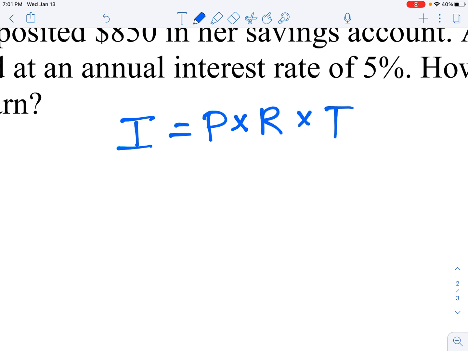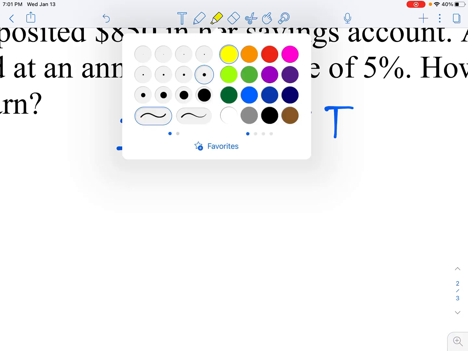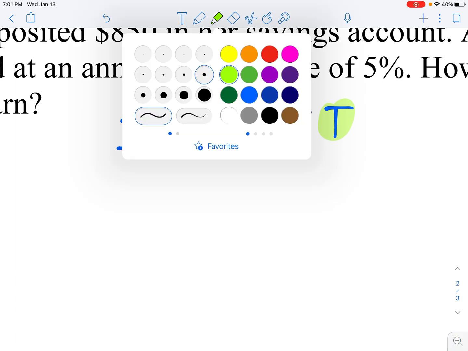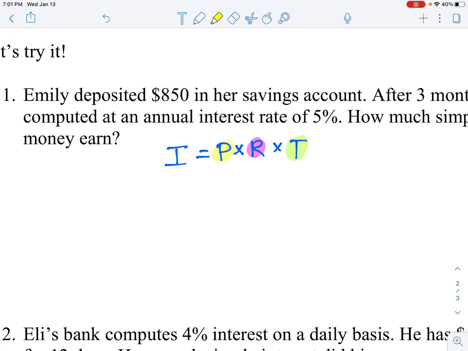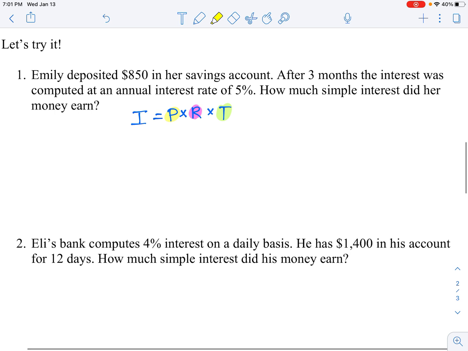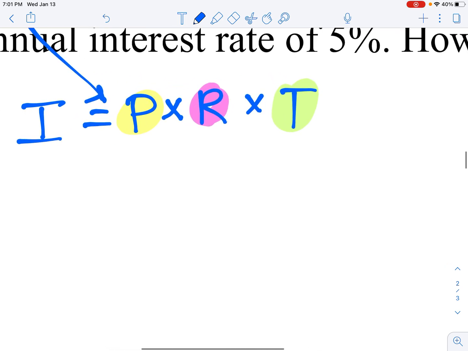So the goal here is to fill in some number for P, some number for R. Let me use a different color. How about this? And we'll go green. Some number for T. So I'm going to, using the yellow highlighter, highlight what should go in place of P. So P is our principal, right? How much money does Emily have in her savings account? And if I read this problem again, the only amount that I see is right here. So she deposited $850. So the yellow and the yellow match up. So we need to put $850 in place of P.